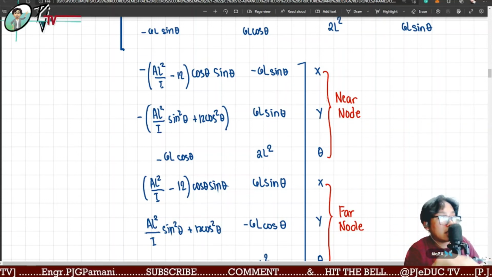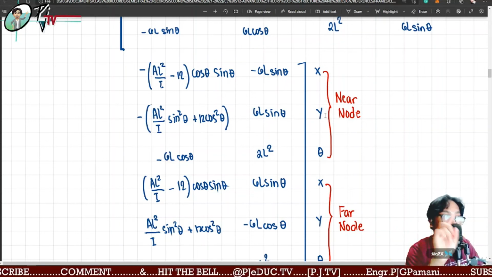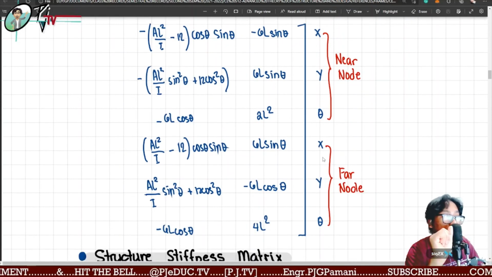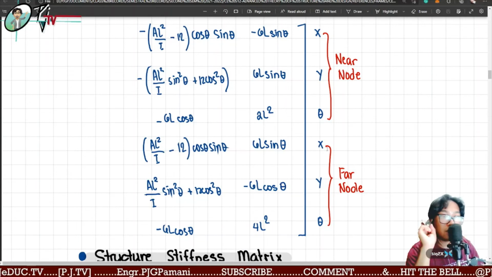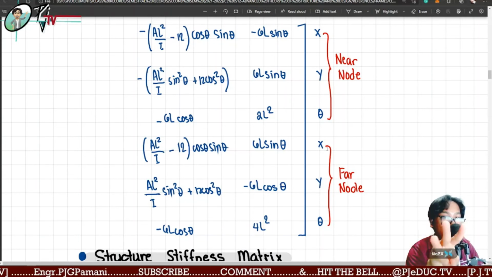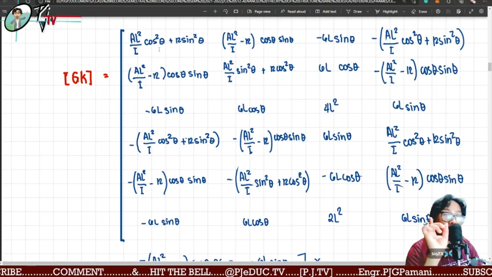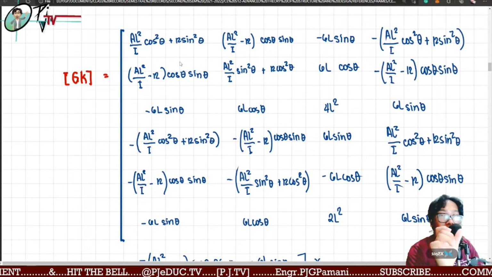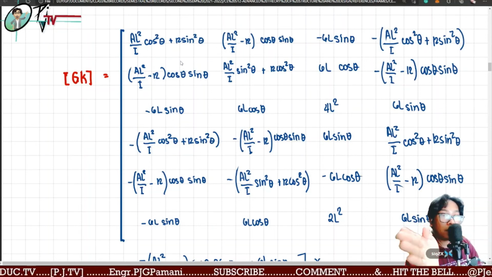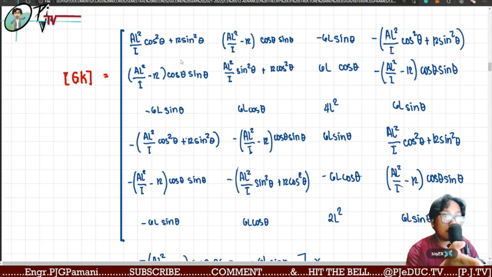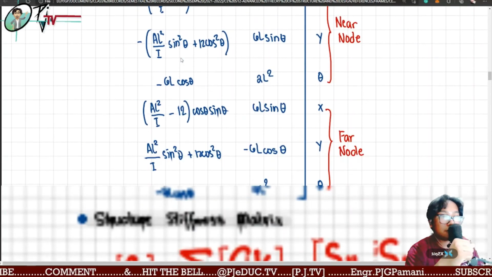Again, the first three rows are your near nodes, starting with normal, shear, and moment. Then the last three rows, again, is your far node, starting again with normal, shear, and moment. Same goes with columns. First three columns is your near node, and the last three columns are your far nodes. Always start with normal, susunod si shear, susunod si moment, then susunod again si normal, shear, and moment. That is a 6 by 6 matrix.